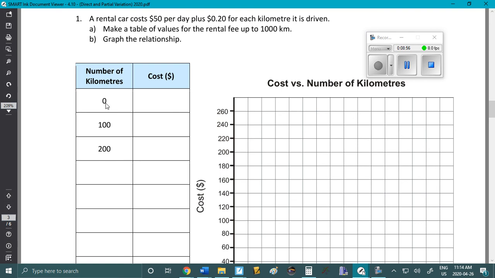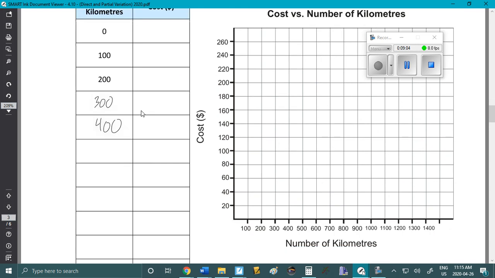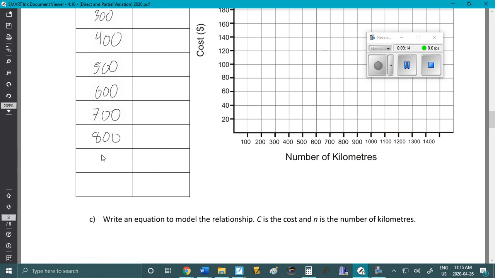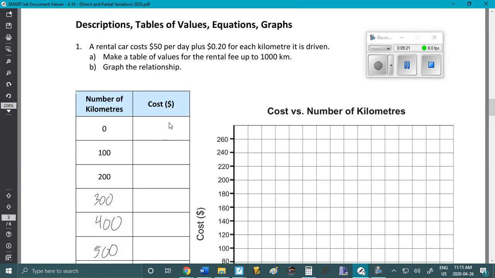So we've got 0, 100, 200, 300, 400, 500, 600, 700, 800, 900, and 1,000. All right. So let's now fill in the table here. So $50 per day, that's the initial value. So for 0 kilometers, it costs $50. And then it's 20 cents for each kilometer.